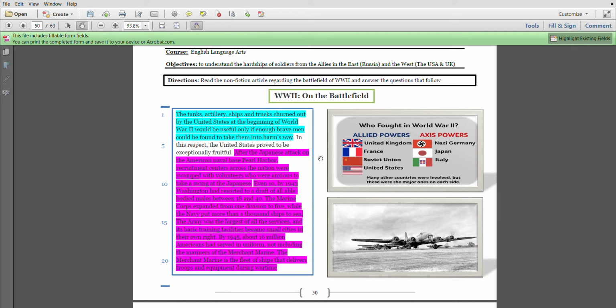Objectives: to understand the hardships of soldiers from the Allies in the East, Russia, and the West, the USA and UK. Directions: read the nonfiction article regarding the battlefield of World War II and answer the questions that follow. On the battlefield.